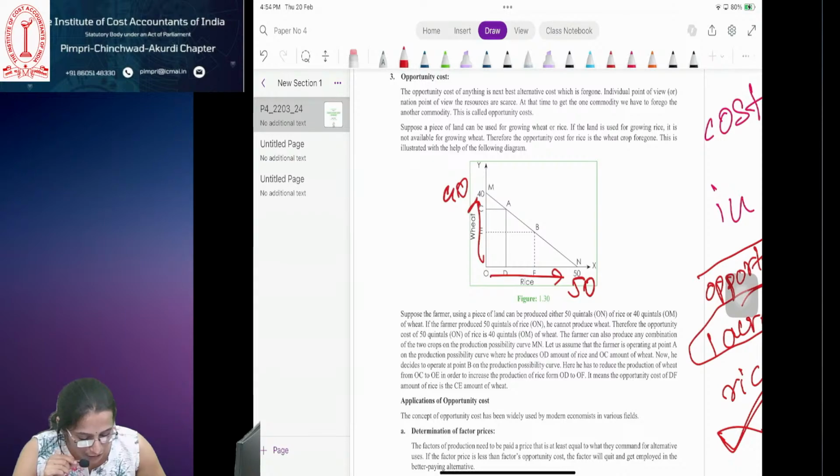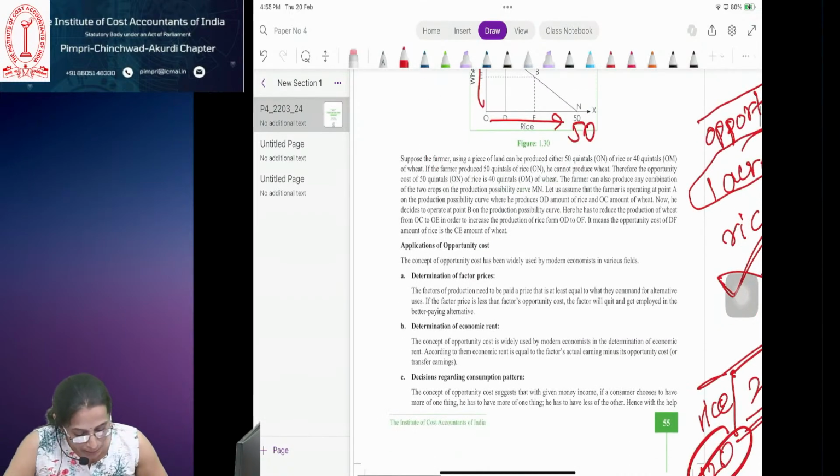Suppose a piece of land can be used for growing wheat or rice. If the land is used for growing rice, it is not available for growing wheat, right? Completely, what we saw in case 1. We will completely use it for rice. Then we can't use it for wheat. So how many quintals of wheat do we forgo? That is the opportunity cost of producing rice. Therefore, the opportunity cost for rice is the wheat crop foregone. Clear? This is illustrated with the help of the following diagram.